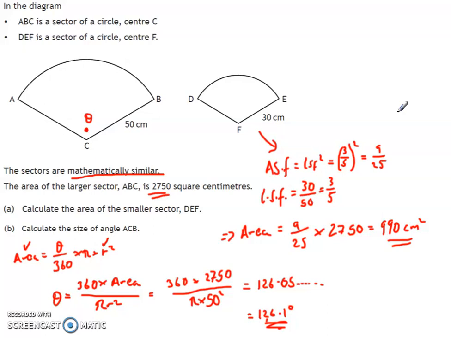Use the method which resonates best with you, make sure you get that right final answer, and make sure you include the units. So square centimetres for the area, degrees for the angle.